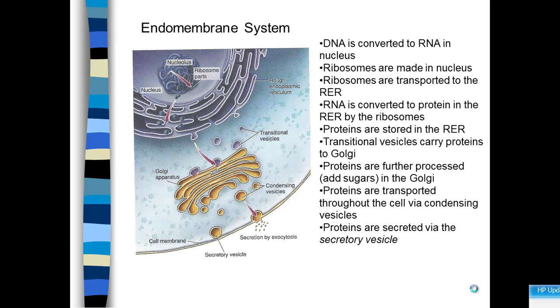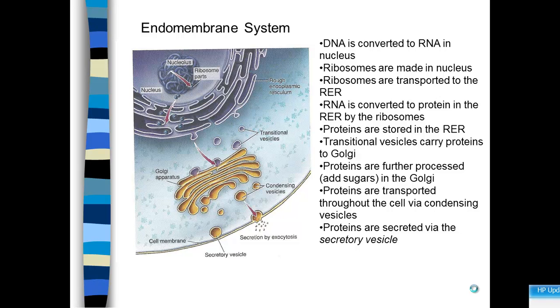So if you look at these three organelles, the nucleus, the endoplasmic reticulum, and the Golgi apparatus, this comprises the endomembrane system. Okay? And the endomembrane system is responsible for transcription and translation of proteins. So in the nucleus, DNA is converted to messenger RNA. Messenger RNA is converted to proteins in the rough endoplasmic reticulum by the ribosomes. Proteins are stored and modified in the rough endoplasmic reticulum.